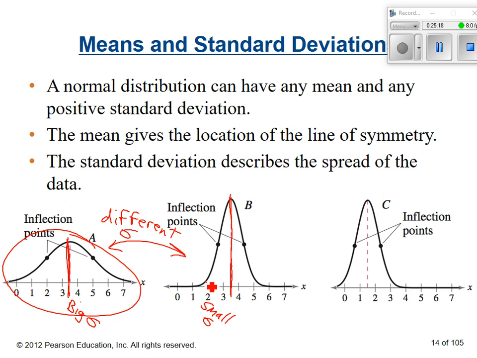Then you notice with these two, they look the same, so they're spread out the same. That means their sigmas, their standard deviations, are the same, but their means are different. This one looks like it's got a mean of about 1.5, that one's got a mean of about 3.5. So that's what makes things different here. The mean tells you where it's going to be located on the graph. The standard deviation tells you how it's spread on the graph.